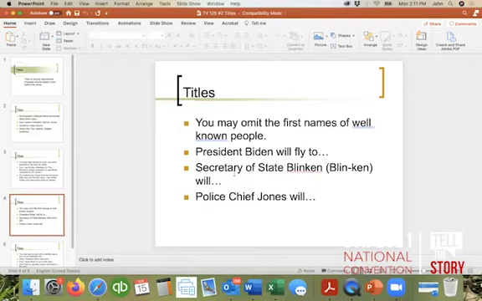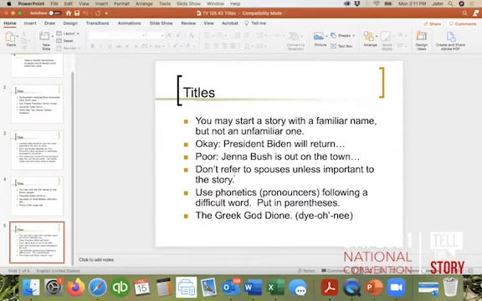I actually put a pronouncer in here. So somebody reading it, especially if they're reading it cold, doesn't know how to pronounce this person's name. It may even seem easy, but I didn't know if this was Blinken or Blinken. From listening to what I could find, I took it as Blinken. So that's how I put that in there, so the person would read it correctly. Police Chief Jones, etc.